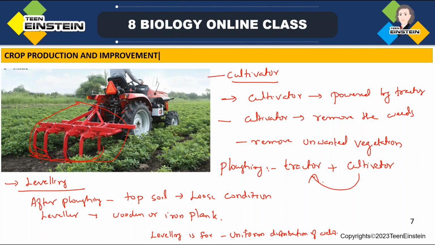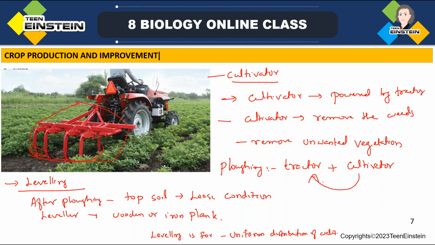Why do we need to do leveling? After plowing, the topsoil will be in a very loose condition. So by using a wooden or iron plank, the leveling of the land area should be done. That is where the importance of leveling comes in: if leveling of the soil is done properly, uniform distribution of water will take place during irrigation.